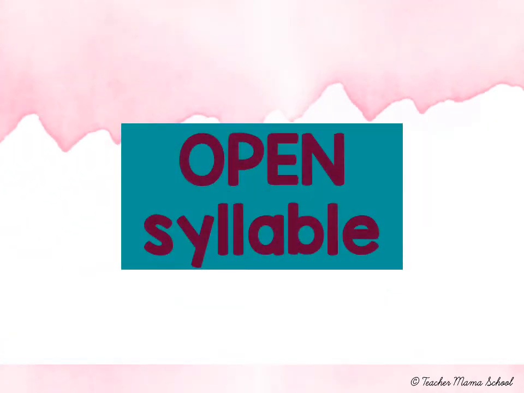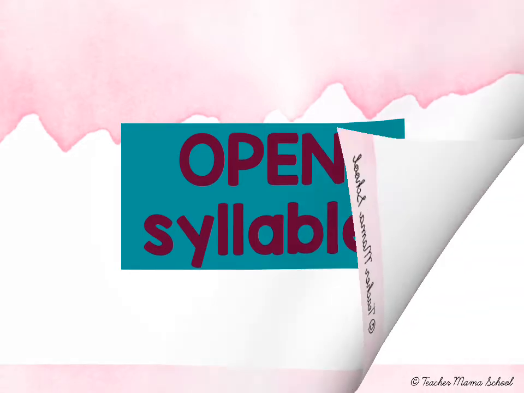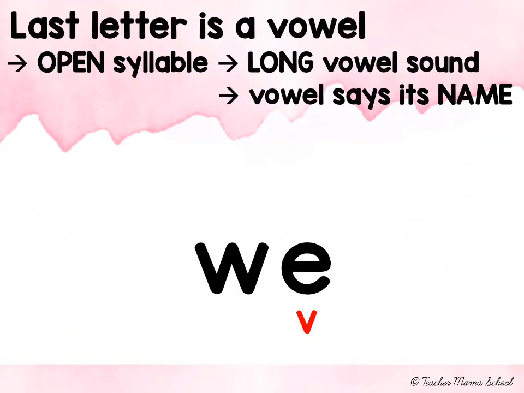First, an open syllable. This word is an example of an open syllable. The last letter is a vowel, so that means it's an open syllable, and the vowel is going to have a long vowel sound, and it's going to say its name. So whenever we have a long vowel, we'll put the little line above the vowel to show that it is a long vowel. So this word we would pronounce w, e, we.